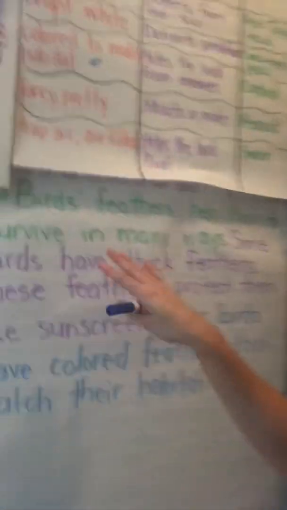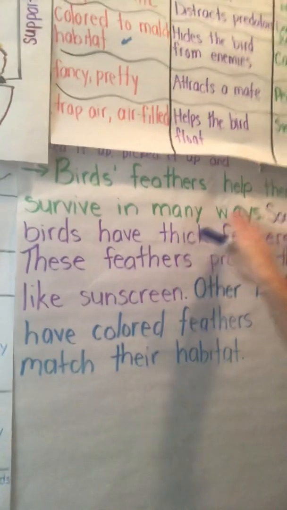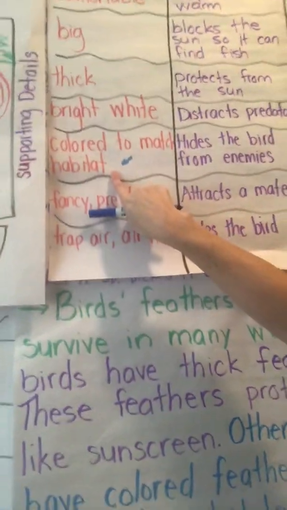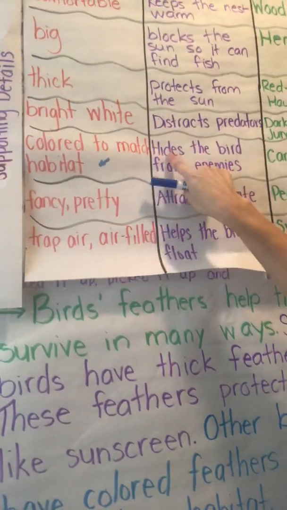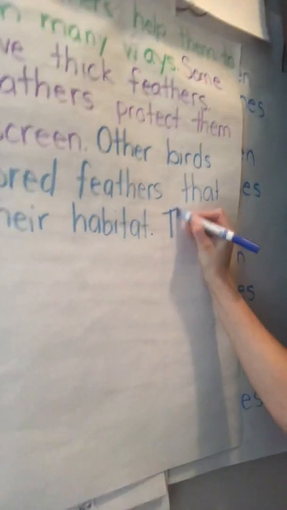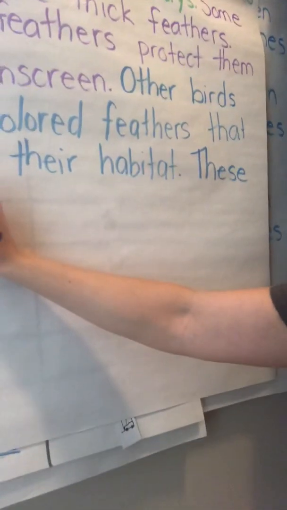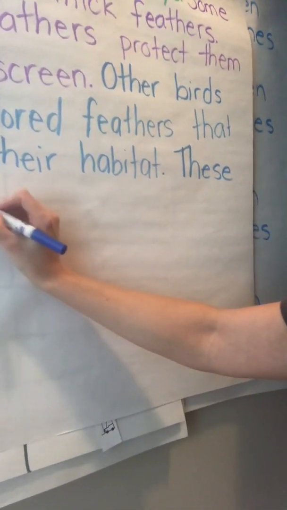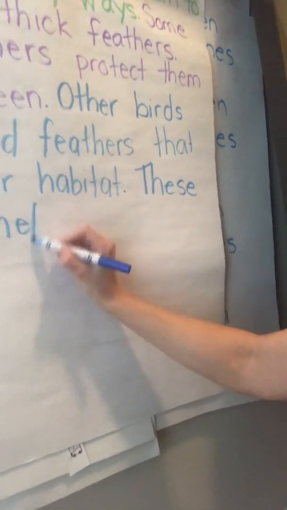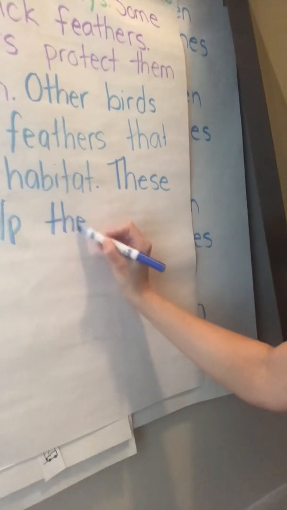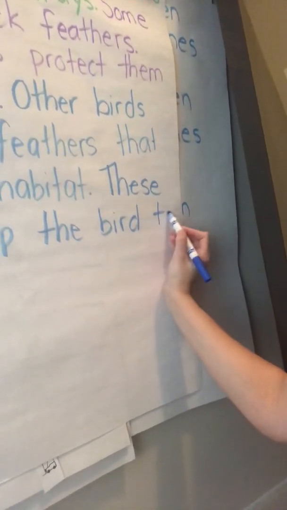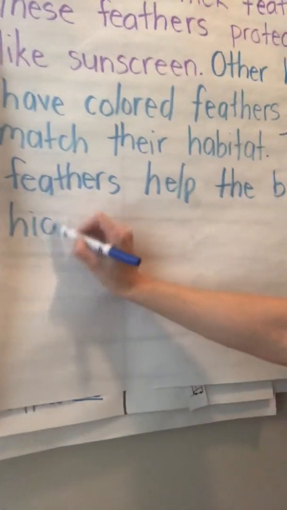Now we have to explain how those feathers help the bird survive. Because again, our little paragraph is about how birds' feathers help them to survive in many ways. So we talked about how they have their colors to match their habitat. Now we need to jump over to see that it hides the bird from enemies. So they use these feathers that match their habitat to hide from their enemies. So we're going to write our sentence. These feathers help the bird to hide. So it's keeping the birds safe from the enemies.